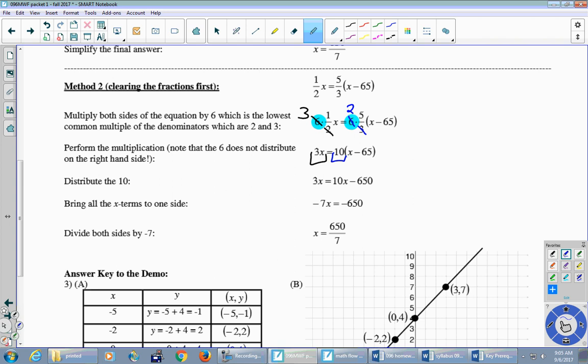This problem is a whole heck of a lot more user-friendly than the original. Okay, so the rest of this is pretty quick. We're not going to go through it all. Distribute the 10. Now I have x's on both sides, so subtract 10x from both sides. And then finally divide by -7, cancel the negatives. Of course, we'll get the same answer, 650 over 7, but my goodness, that was a whole lot less painful. Okay, so I think that is good there.